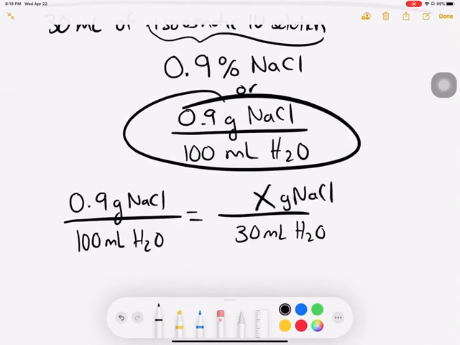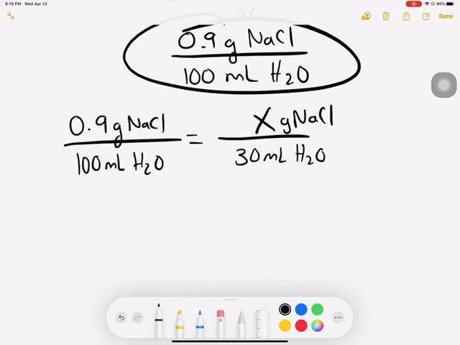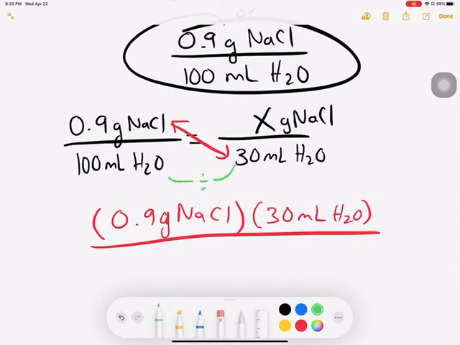Okay, so this is a proportion. There's two fractions in there. You just have to multiply the numbers across and then divide by the leftover number. So you multiply these two numbers over here, 0.9 grams of NaCl times 30 ml. So you multiply diagonal, and then you have to divide by the leftover number, which is 100.